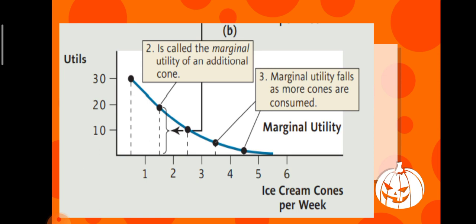Di ba? Marginal utility falls as more cones are consumed because you are now satisfied. Now, you will reach a time wherein consuming a good or an ice cream will no longer satisfy you. What is the effect? It reaches zero.